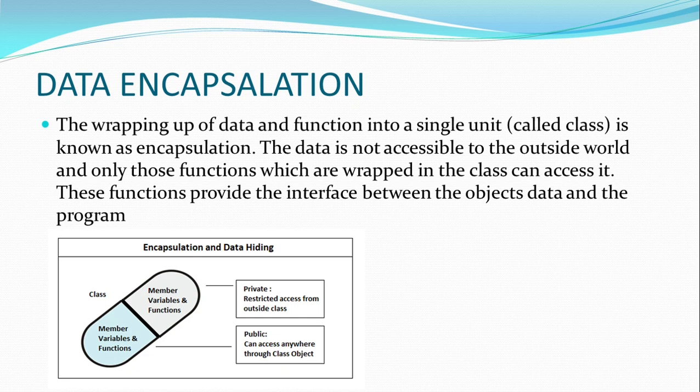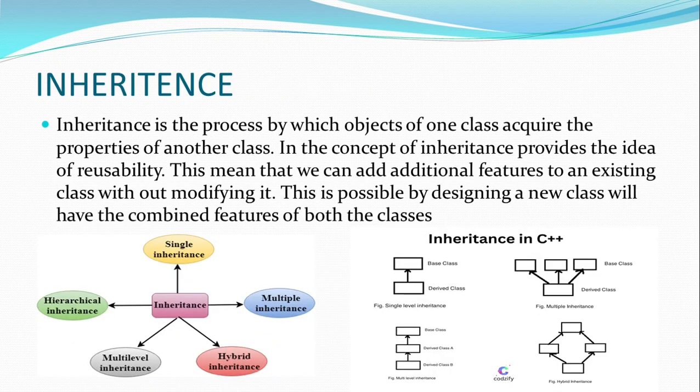In this class, two things are there: variables and functions. Both are the same; what differs is the access specifier. If we declare it private, it is restricted from outside the class. If we declare it public, it can be accessed anywhere using an object. That is data encapsulation. Next, inheritance.